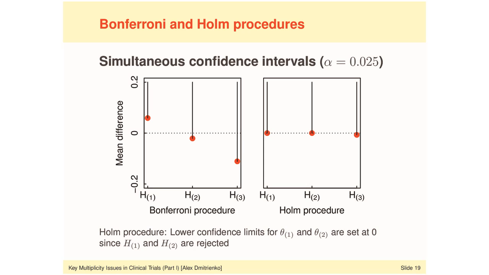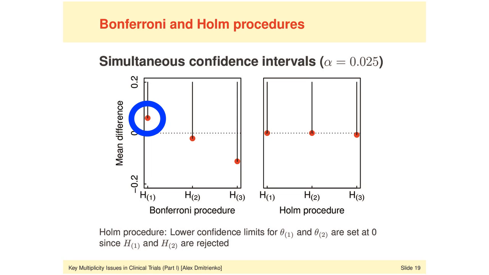And the left-hand plot on the slide shows the lower confidence limits for the Bonferroni procedure with a one-sided alpha of 0.025, which means immediately that the overall coverage probability for those three confidence intervals is going to be 1 minus alpha, or in other words, it's 97.5%. The limits that are represented by the orange dots in the left-hand plot are consistent with the decision rules that we presented on slide 18.